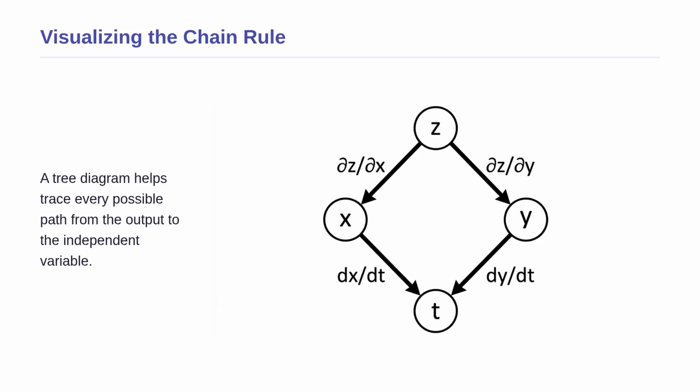Before we apply this formula, let us look at a visual trick to help you remember it. You are looking at a chain rule tree diagram. At the very top, we have our main output variable z. From z, the tree branches down to the intermediate variables x and y. Finally, both x and y branch down to the single independent variable at the bottom, time t. Along each branch, we write the derivative of the top node with respect to the bottom node. To get the final formula, you simply multiply the derivatives along a single path from top to bottom and then add the results of all the different paths together.